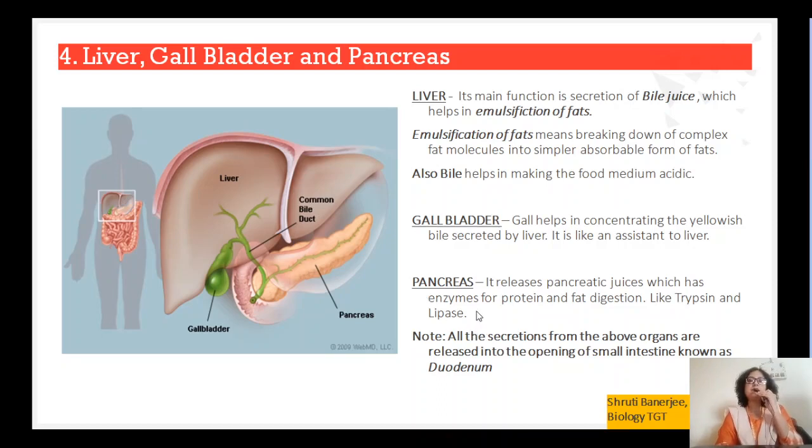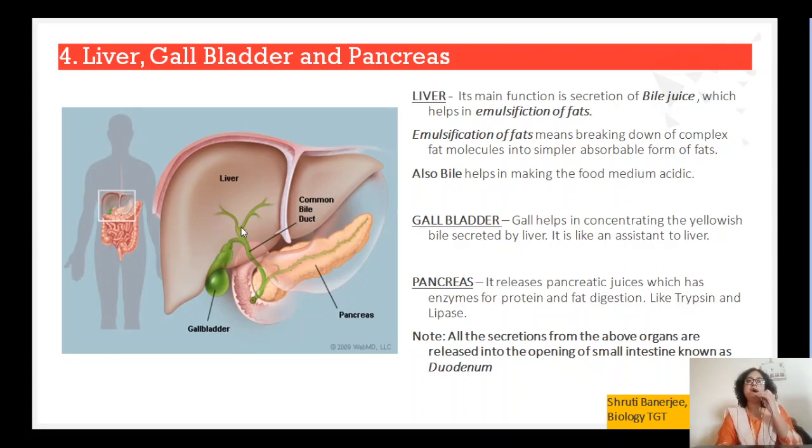Another enzyme present inside the pancreatic juice is lipase. So the emulsified, broken down small fat molecules will further be broken down by the action of the enzyme known as lipase. So what is the function of lipase? Lipase breaks down fat molecules. But you have to remember that for the pancreatic juice to function, it requires a basic medium.